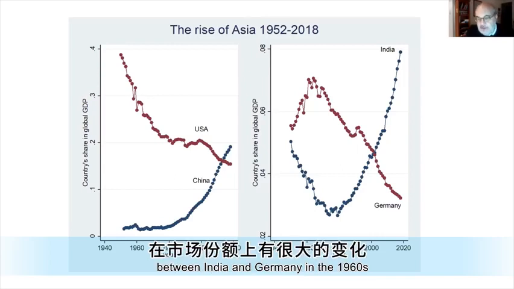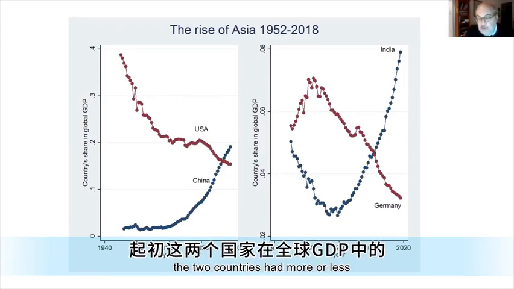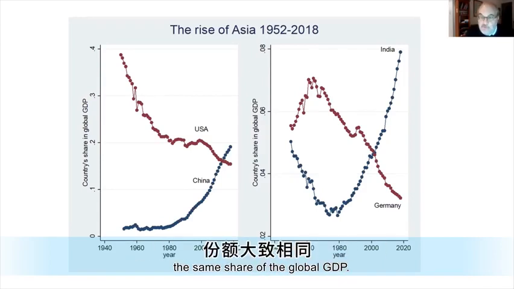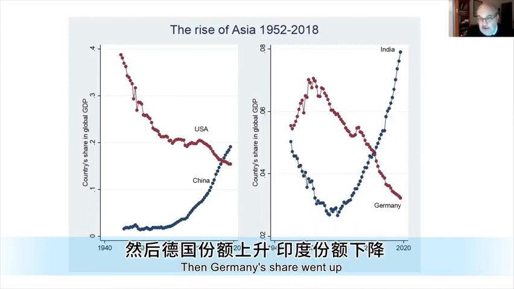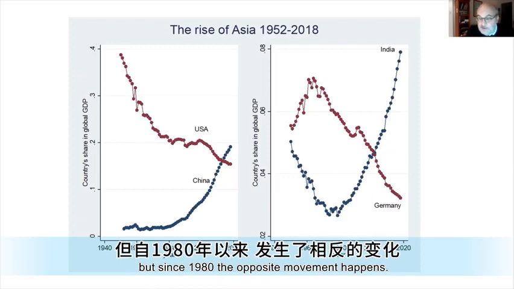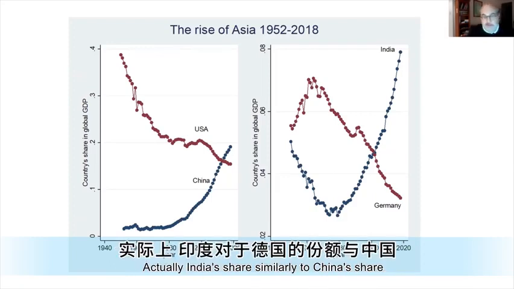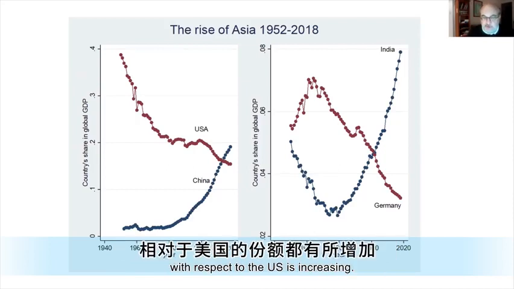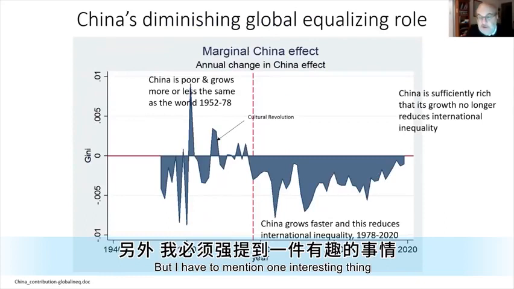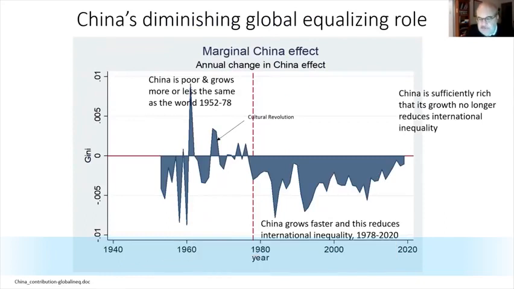In the 1960s, the two countries had more or less the same share of the global GDP. Then Germany's share went up and India's share went down. But since 1980, the opposite movement happens. Actually, India's share, similarly to China's share with respect to the US, is increasing. But I have to mention one interesting thing, which is quite important.